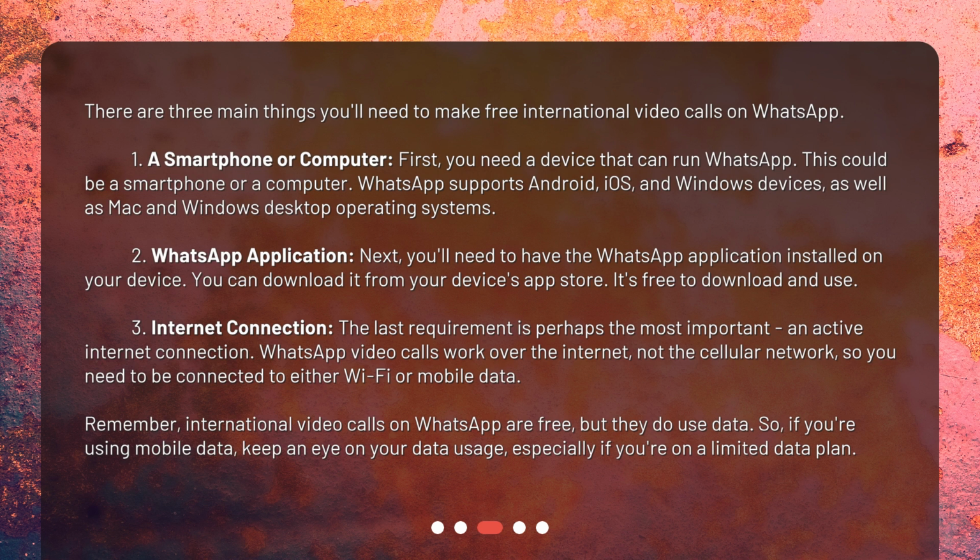3. Internet connection. The last requirement is perhaps the most important, an active internet connection. WhatsApp video calls work over the internet, not the cellular network, so you need to be connected to either Wi-Fi or mobile data. Remember, international video calls on WhatsApp are free, but they do use data. So, if you're using mobile data, keep an eye on your data usage, especially if you're on a limited data plan.